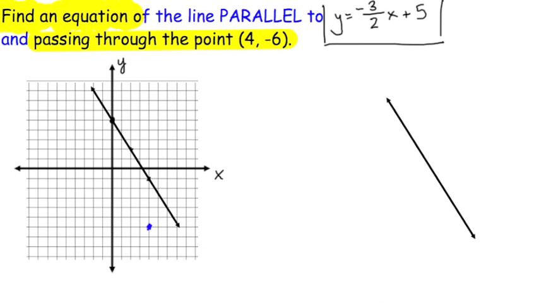Okay, so it has to pass through that point, which means our parallel line is going to be here. And we want to know what's the equation of that line. What is the equation of that line? So let's find it out. Actually, let me change the color of that just so that we know it's the other one.